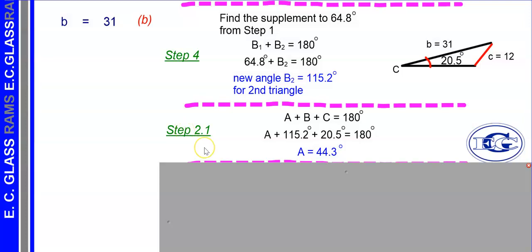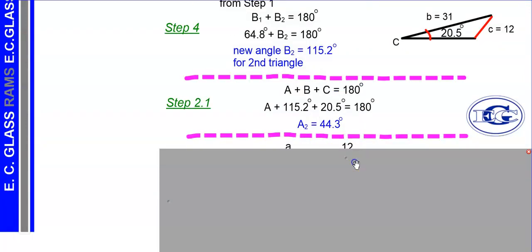So step 2.1, so we're doing step 2 again, but for the second triangle, is you apply the angle sum theorem to find the missing angle. So this is going to be our angle A, and I should have put this earlier, our angle A for the second triangle, so 44.3.